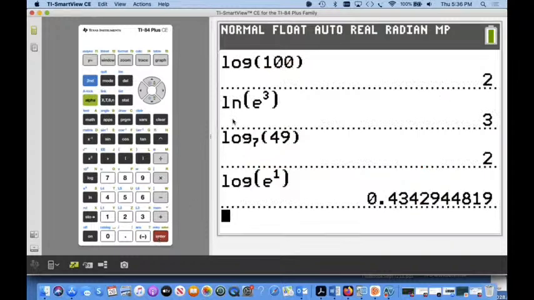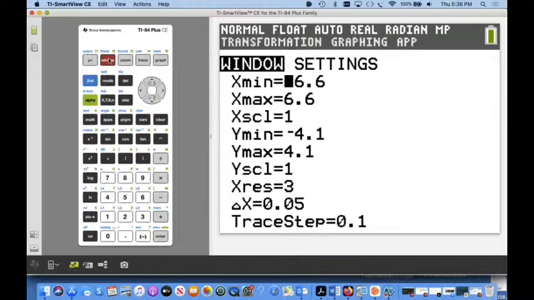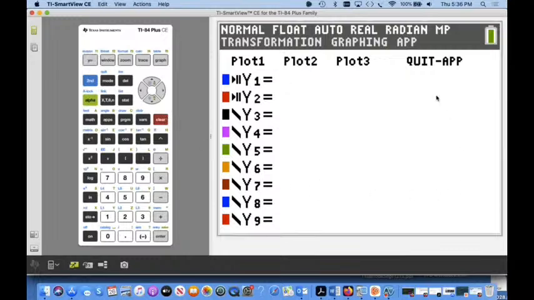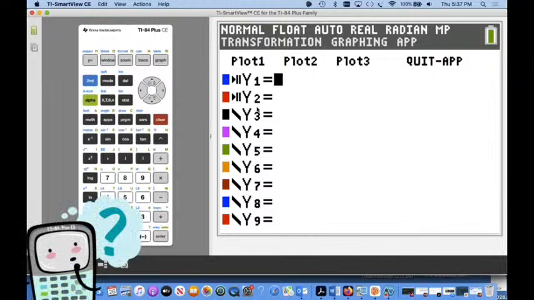We've got the math app on now, and let me go to the Windows settings. You can see down near the bottom, XRes is set to 3. I'm going to set that to 1. That'll be just our normal graphing. And then I'm going to go to y equals, clear out that first one. If you look real closely, y1 and y2 have a little bit different symbol to the left of them. These are the functions that are active for the transformation graphing.